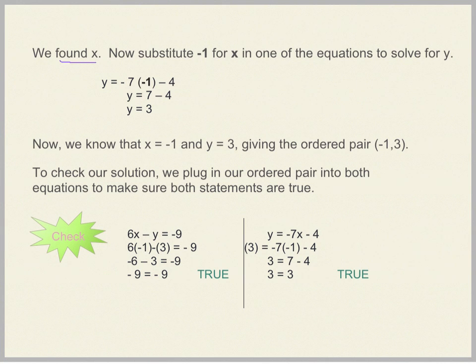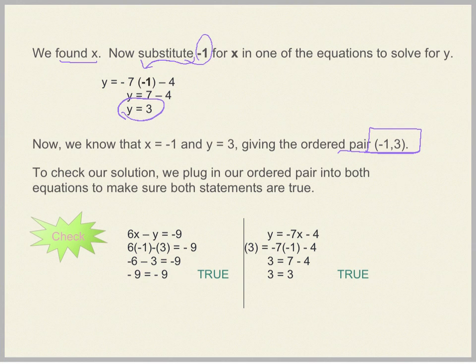Because I have found x to be negative 1, I can now plug that into one of my equations to find my y variable. It does not matter which equation you plug it into, you should get the same answer if this truly is a solution to the system. In doing that, plugging in negative 1, I see that my y variable is 3, giving me the solution of an ordered pair of negative 1, 3.